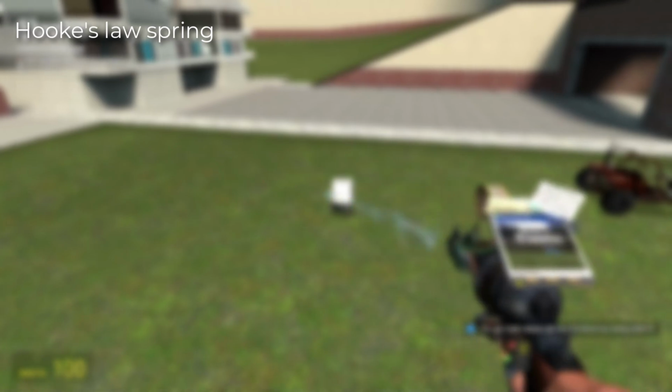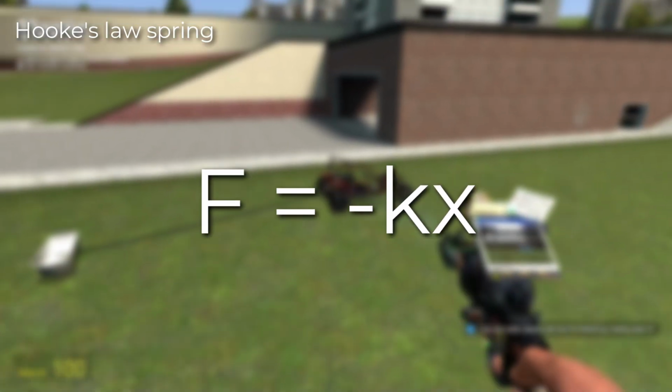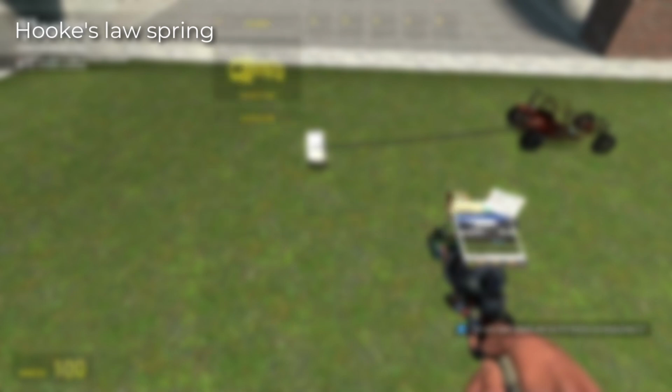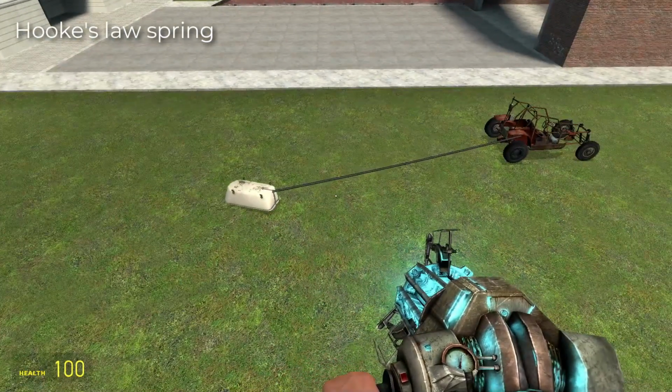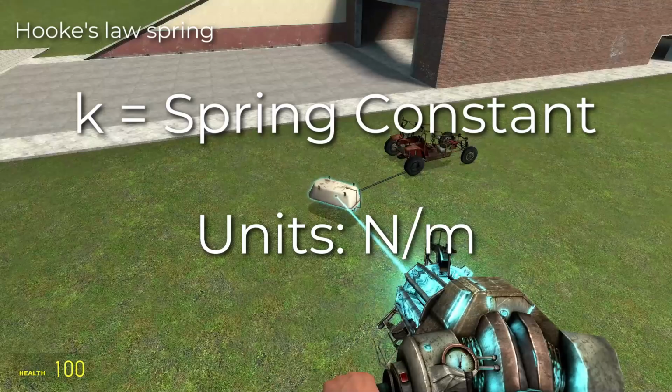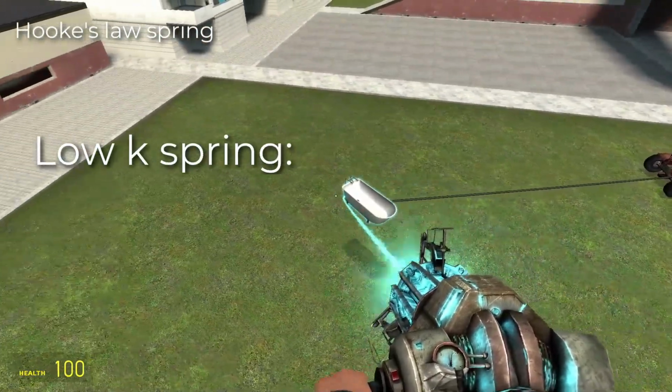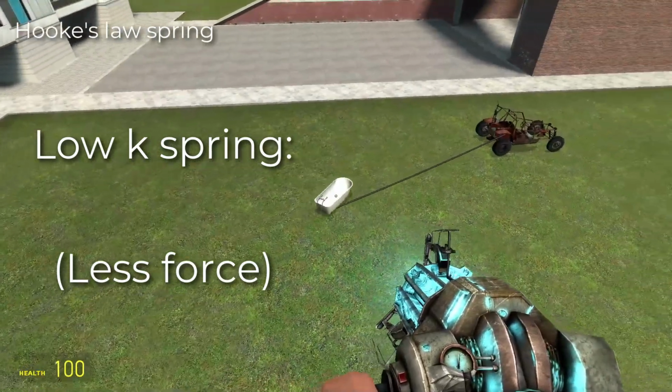This is the most common one, and the force of these springs is denoted by the equation F equals negative kx. So what is k? k is the spring constant and basically means the strength of the spring. The higher k is, the more force the spring pushes back as you compress it, so it will hold its shape against more force.